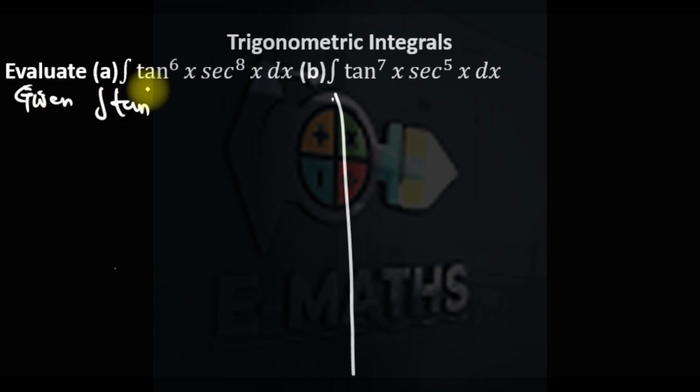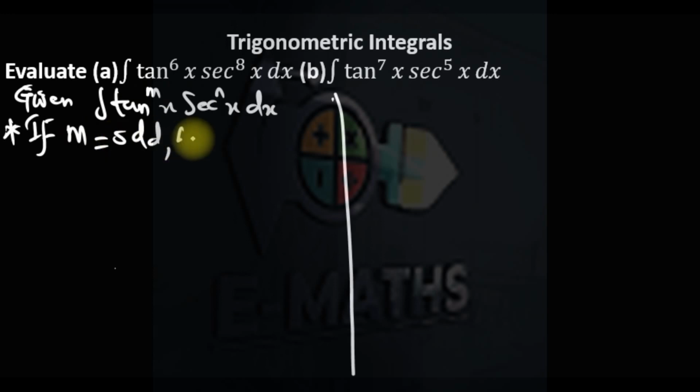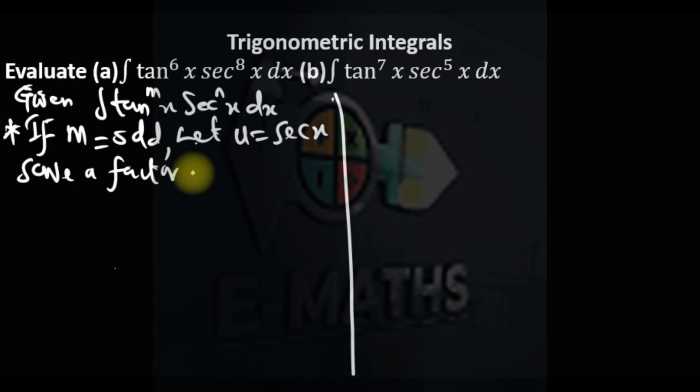So what you have to do is, if you are given the integral, maybe tan^m x sec^n x dx, the first thing you have to know is that if m, that's the power of tan, is odd, you let u be equal to sec x. If the power of tan is odd, you let u be sec. Since if you differentiate sec, you have sec x tan x, the next thing is to save a factor of tan x sec x because of this derivative.